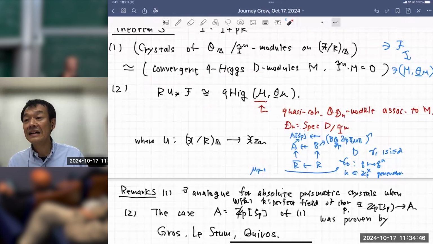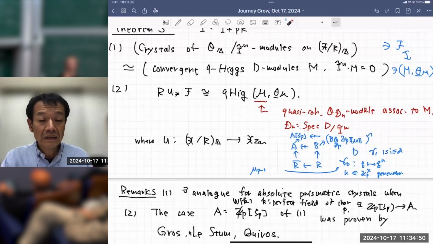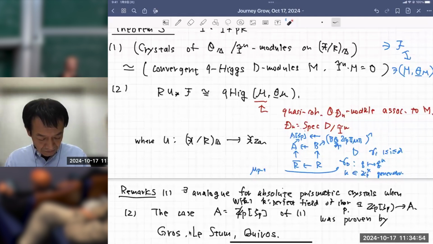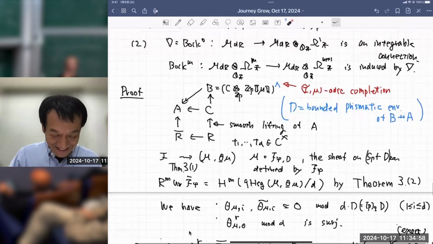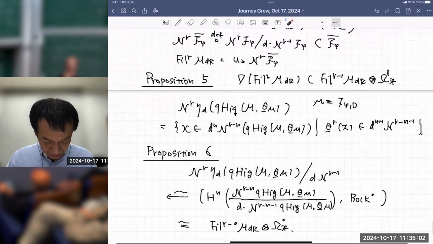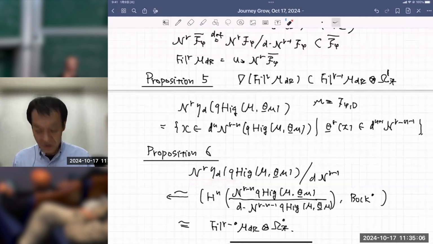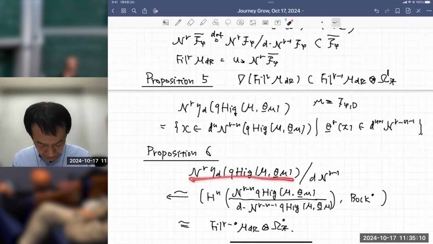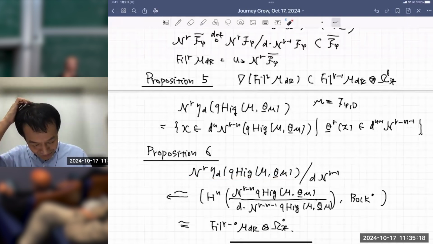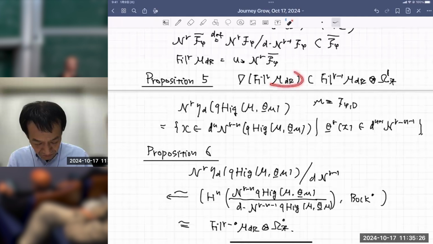Are there certain settings where your Nygaard filtration splits and therefore you get differential operators, from this Fox zero connection on M_dR? Sorry, are there situations where your Nygaard filtration on M de Rham splits, and then you get some differential operator? Well, what do you mean by split? You have a filtration on M de Rham, and sometimes you have a map from M de Rham to Fil^1 M de Rham.